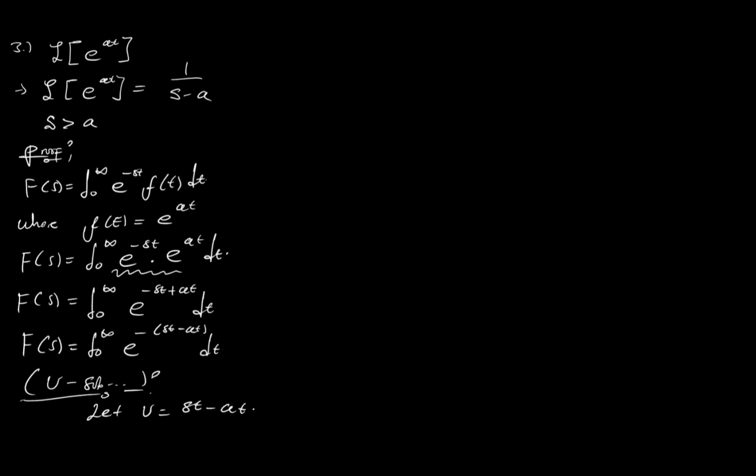After doing this, the next thing we're supposed to do is to differentiate u with respect to t. So du over dt is now equal to s minus a. And by doing so, we then make dt the subject of the formula. Since dt is inversely related to s minus a, we'll have dt equal to du over s minus a.